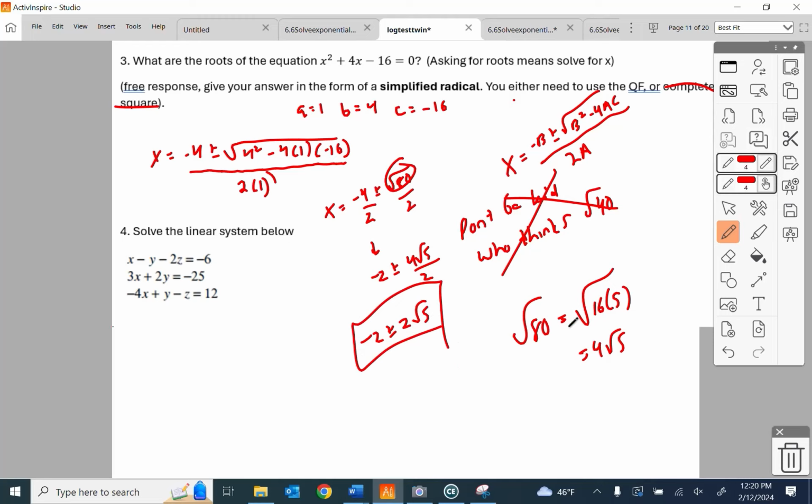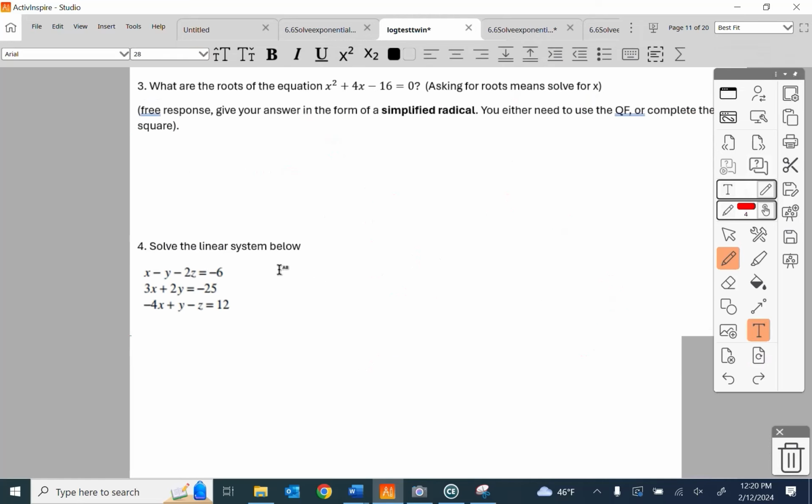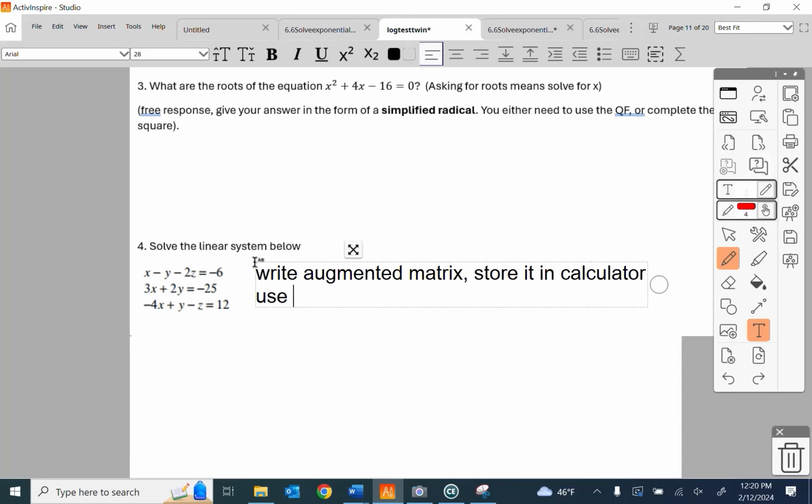Number 4, you get to use the TI-84. I don't know if you remember doing this or not. What we're going to do is write the augmented matrix, store it in the calculator, and use REF, which, by the way, is 2 below that comes some function.